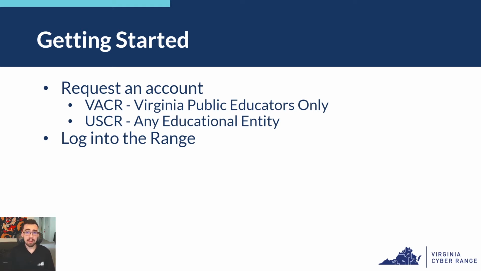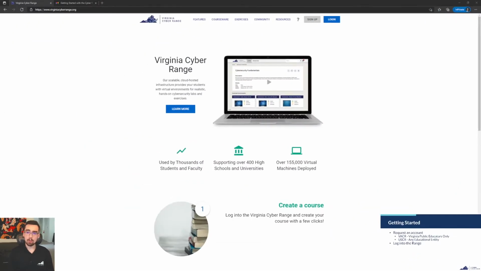In the demo today, I'm going to be using the Virginia Cyber Range, but the interface is very, very similar between Virginia Cyber Range and the US Cyber Range. So feel free to follow along even if you're planning to join under the US Cyber Range side. Now I can go ahead and jump into a web browser and show you how to do the sign up process.